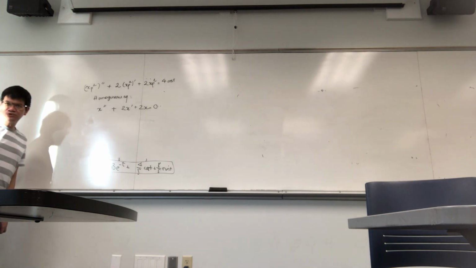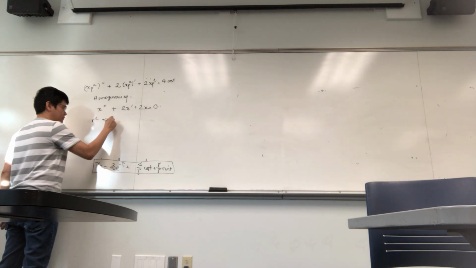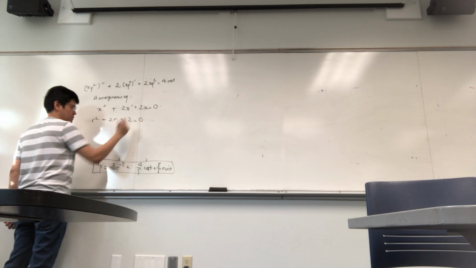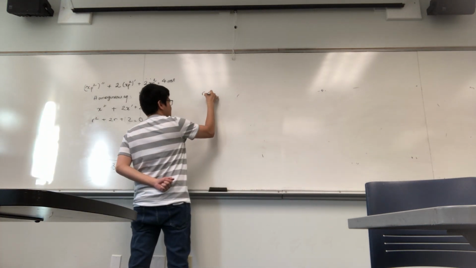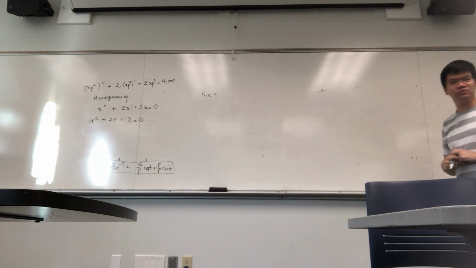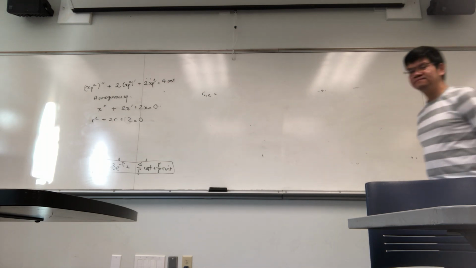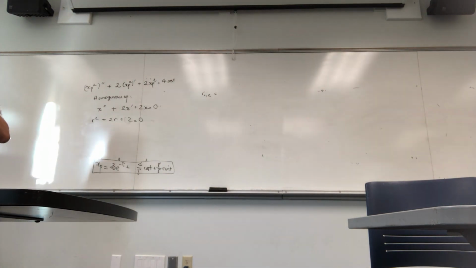In order to solve this homogeneous equation, you have to write out the characteristic equation, r squared plus 2r plus 2. And I want to find the two roots. What are the two roots of this homogeneous equation? R is equal to -1 minus i, and r is equal to -1 plus i.